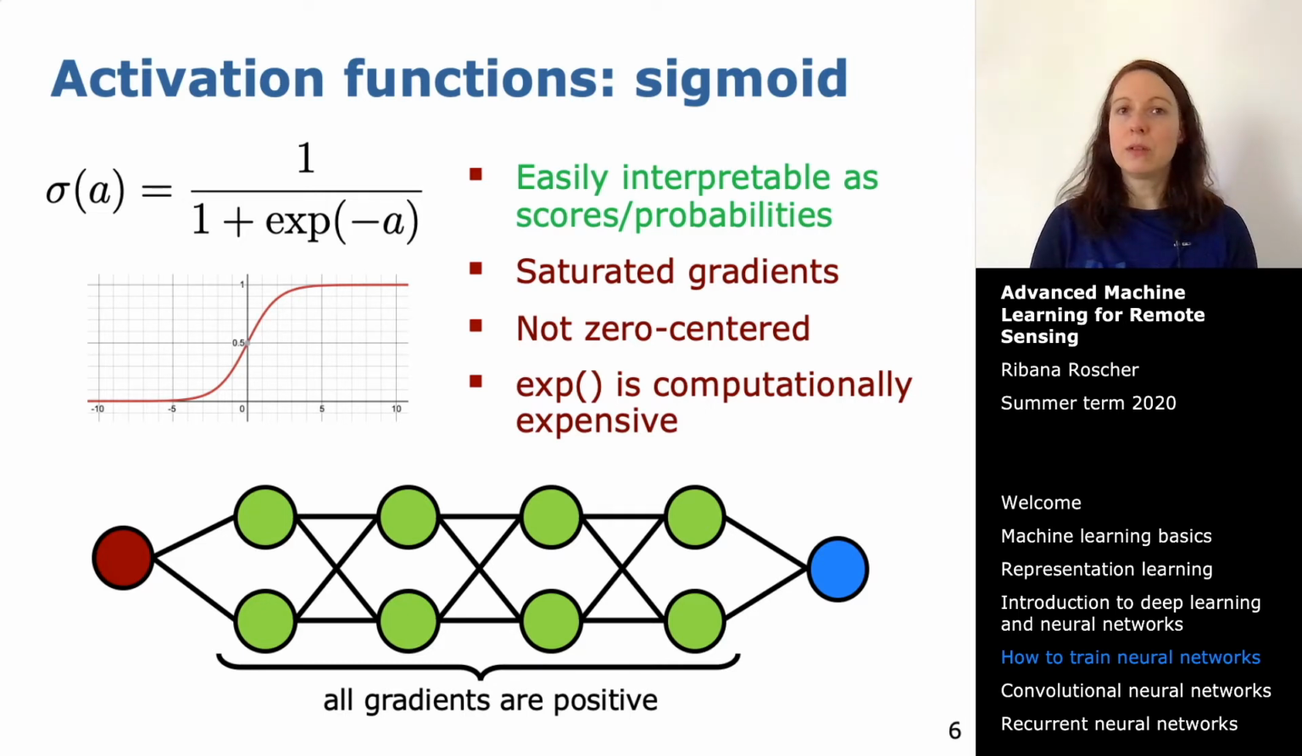The last thing also, you can see that there's an exponent, and the exponent is computationally expensive, more expensive than some other linear methods, for example.